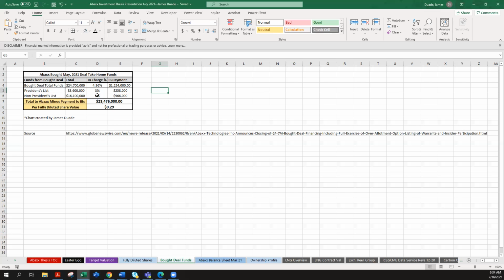And so there was a 6% fee for anybody who was on the non-president's list and 3% fee for anybody who was on the president's list. When you net out those fees, effectively you get to $23.5 million, which is about 29 cents per fully diluted share. And again, I'm using the fully diluted share count over here.